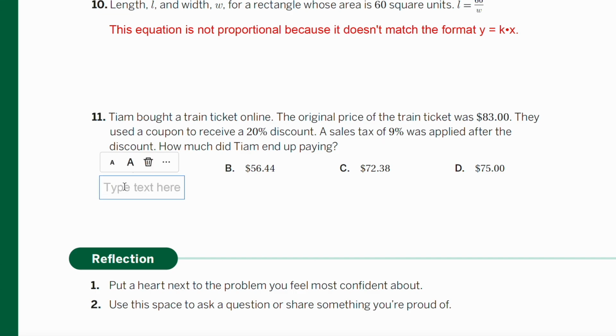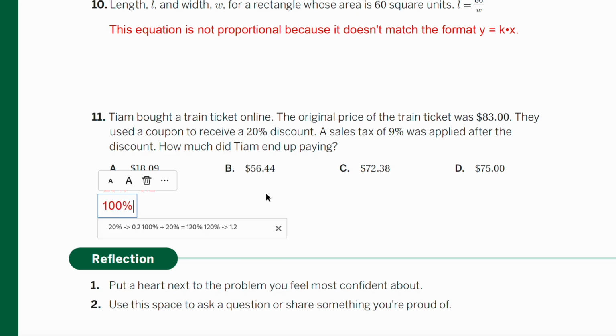Now I know that 20% as a decimal is 0.2. And what I need to do is take this away from the original amount that we're going to pay. We're originally going to pay 100% of the price, but we're going to take away 20%. And so that will mean we have to pay 80%. Now 80% as a decimal is 0.8.